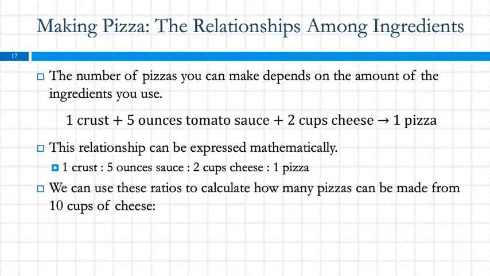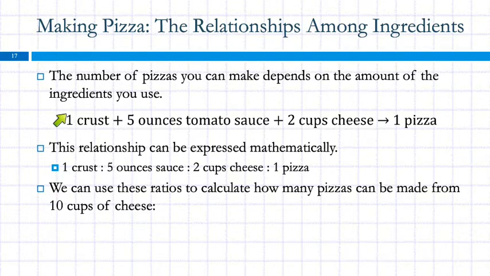So let's step away from atoms and molecules and talk about pizza, right? I'm hungry, sorry. So let's think about making pizza. The number of pizzas that you can make depends on how much ingredients you have, right? So let's think about a very simple recipe for pizza. We need 1 crust, 5 ounces of sauce, 2 cups of cheese. Put those together, we make 1 pizza, right?